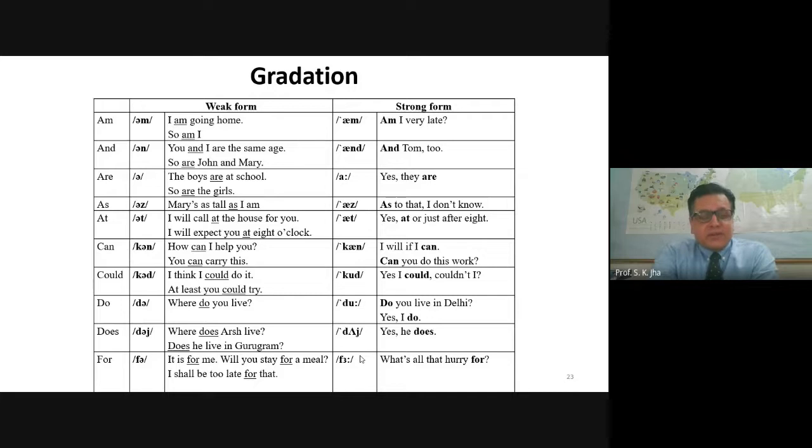So normally, as I said, in Indian English, we do not use this gradation or the distinction between weak form and strong form. But at least we should be aware of these distinctions just to be intelligible enough while talking to native speakers. So it's useful, in terms of they can understand you better or you can understand them better, when they are using weak form or strong form. So these examples are there.